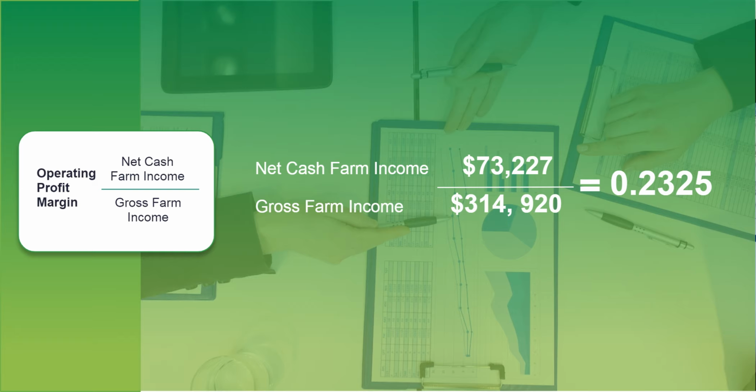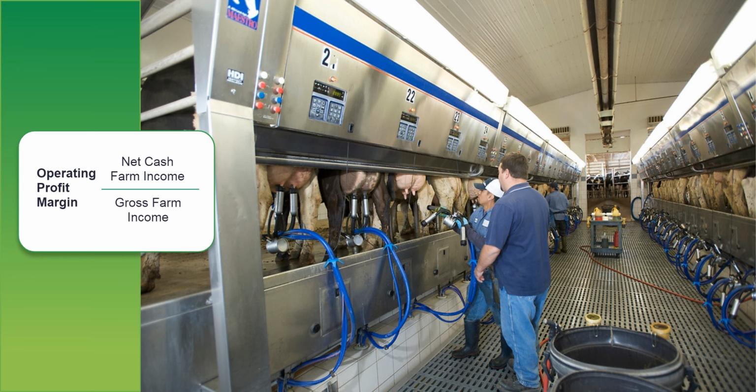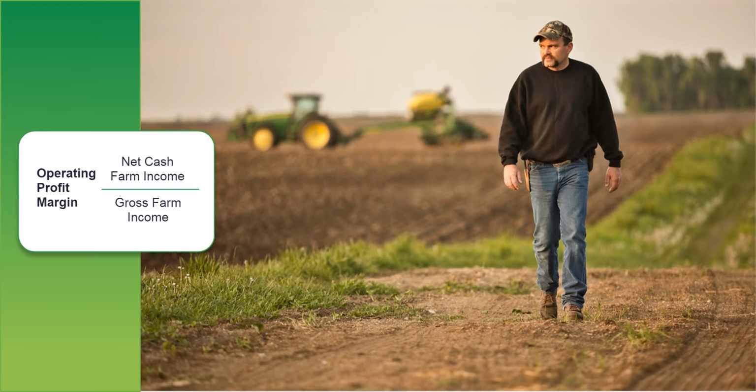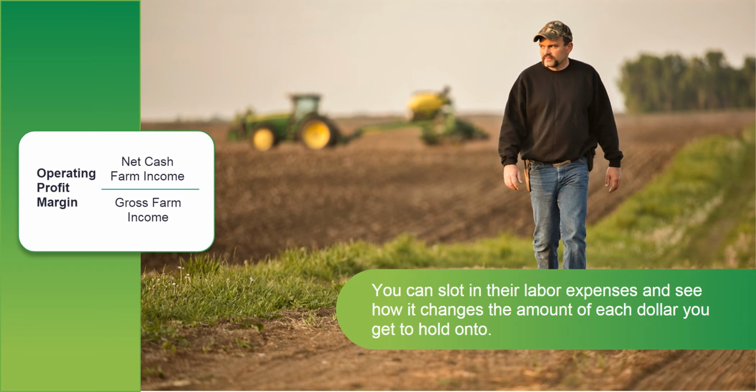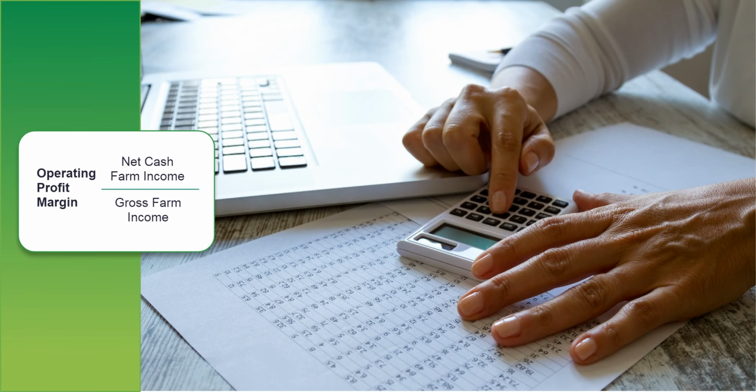Operating margin is just one of several ways to measure profit margin. This number is especially helpful in managing your farm's day-to-day operations. You can easily play with your expense numbers to see how spending more or less will affect how much of each dollar earned stays in your pocket. For example, say you're thinking about bringing in another part-time employee on the farm. You can slot in their labor expenses and see how it changes the amount of each dollar you get to hold on to. This can help you determine if hiring more help is a cost-effective and beneficial move.